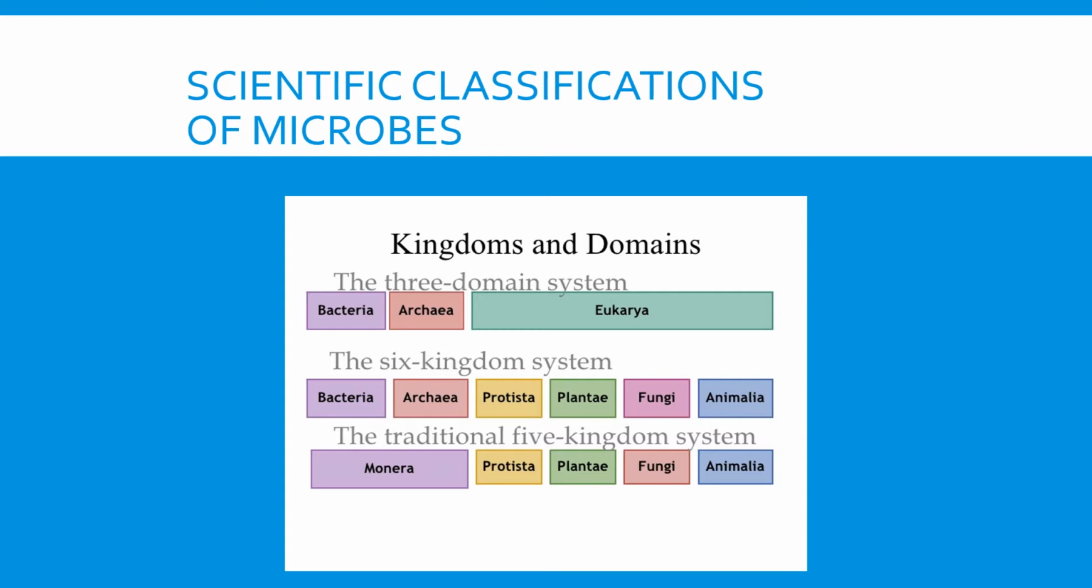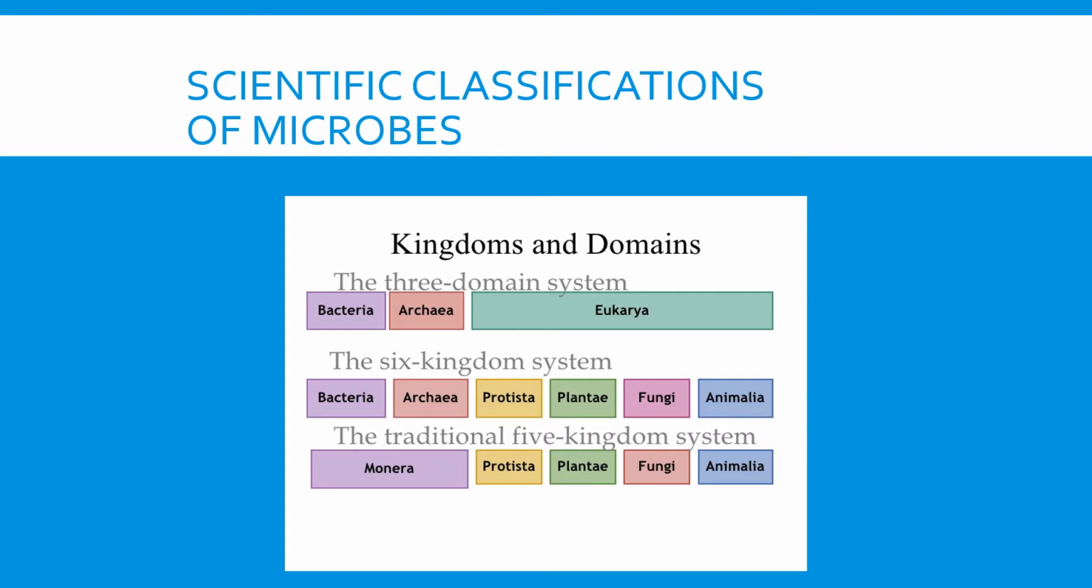It underwent some more changes, and then there was a 5-kingdom classification system. And with that 5-kingdom classification system, we ended up with plants, animals, protists, monera, and fungi.